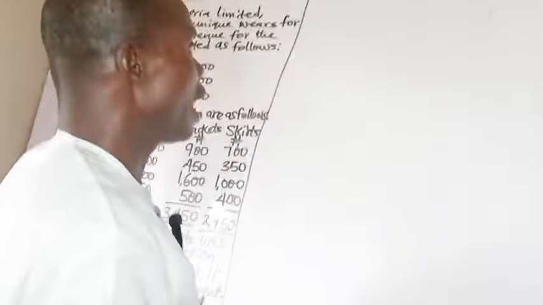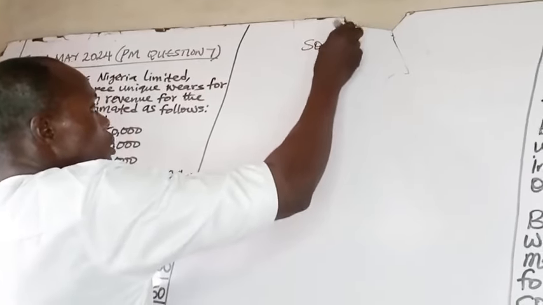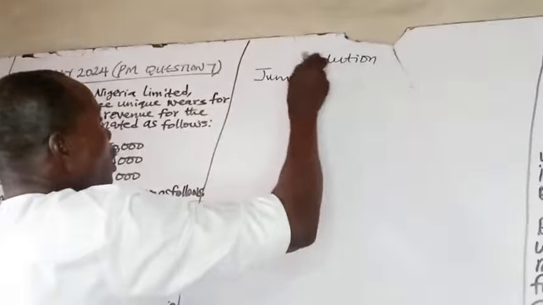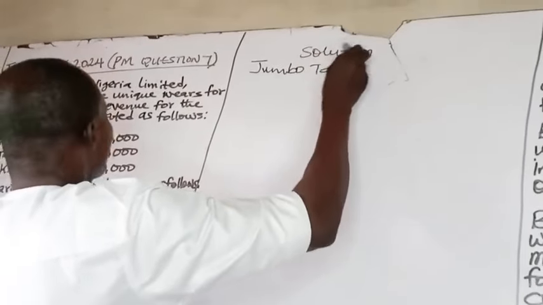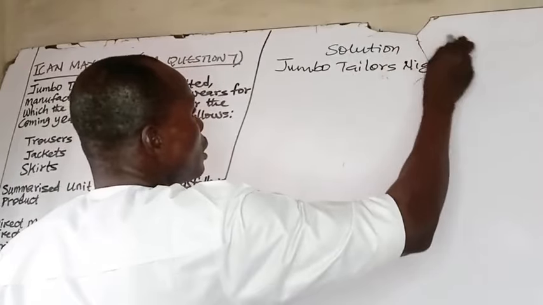Now, let's have the solution to the question. Solution. The name of the entity is Jumbo Tailors Nigeria Limited.